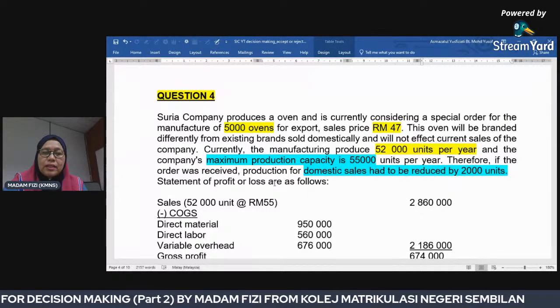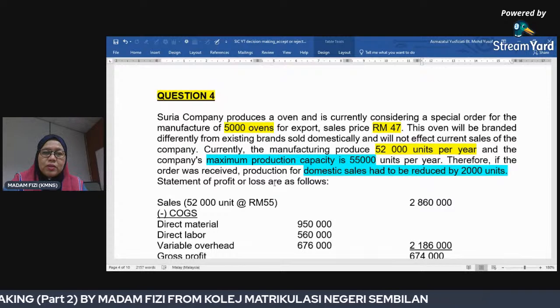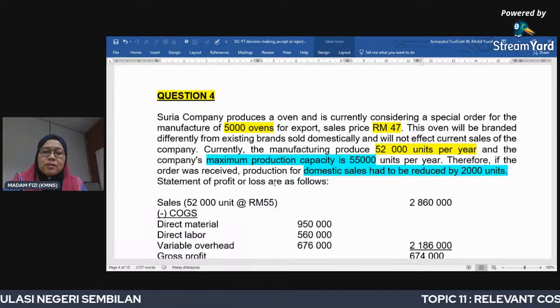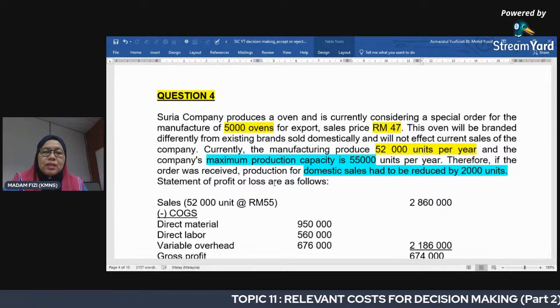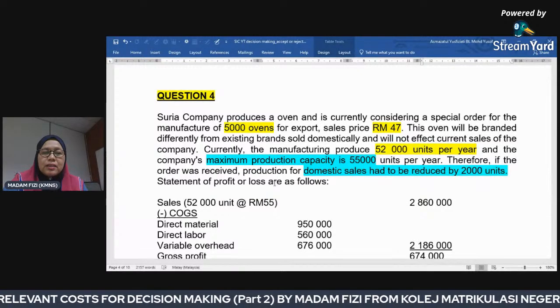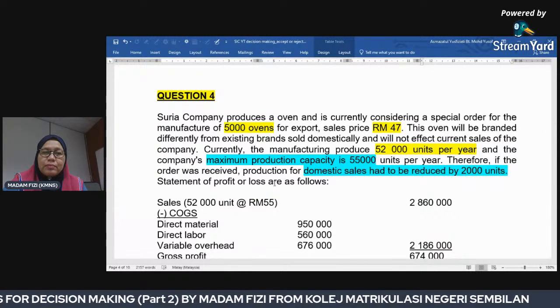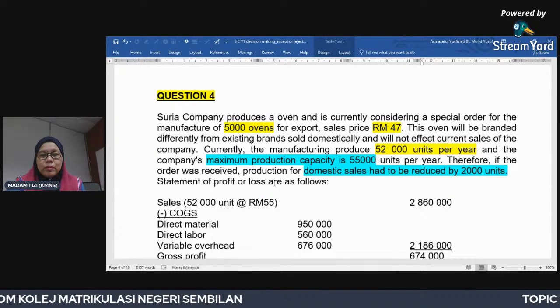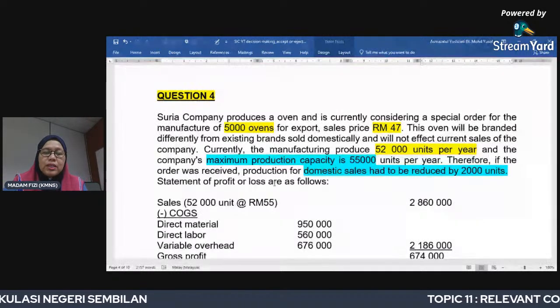Okay, and then dia kata kalau kita terima special order, production yang kita selalu buat itu yang asal hendaklah dikurangkan sebanyak 2,000. So sekarang, jika kita terima special order, special order adalah 5,000 dan production yang biasa adalah 50,000. Bukan lagi 52,000 sebab kapasiti dia adalah 55,000 sahaja.